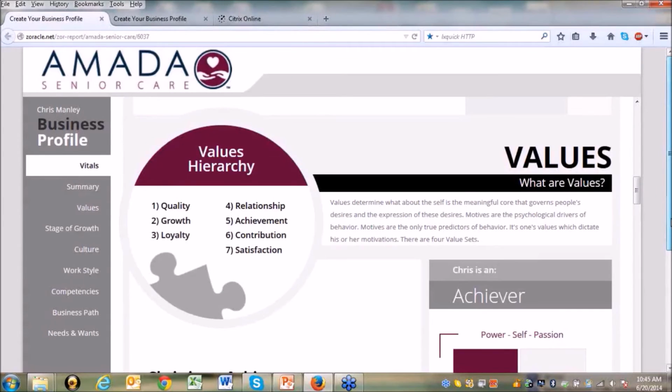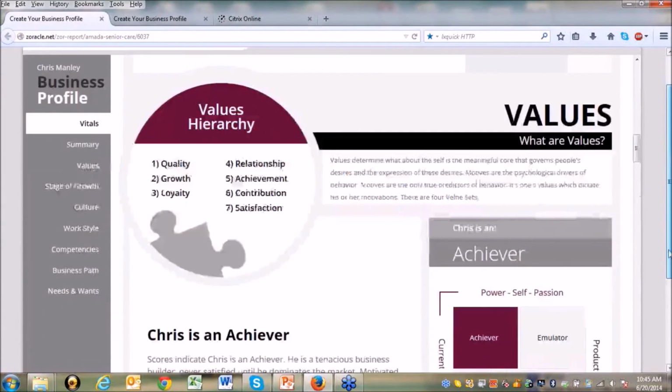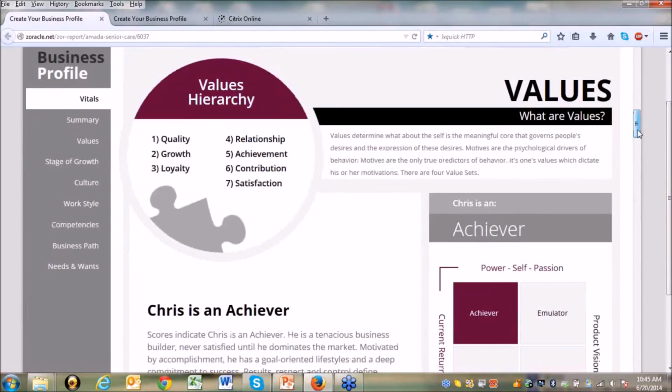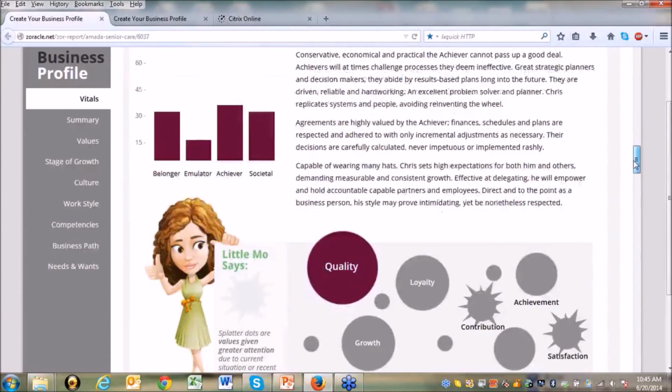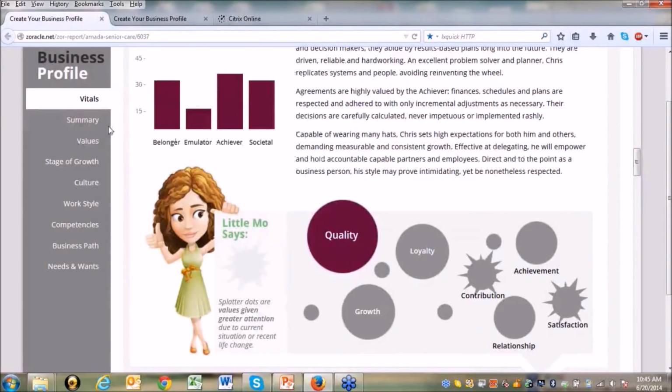He's an achiever with a blend of some other things, and these are the things that are most important to him, so we're looking for a franchise concept that will meet those values. Now, there's 2 other areas that you will see. We point out the values. This particular chart will show you to what degree.